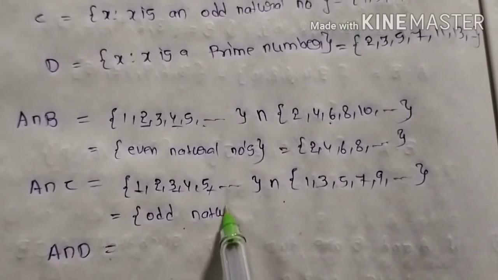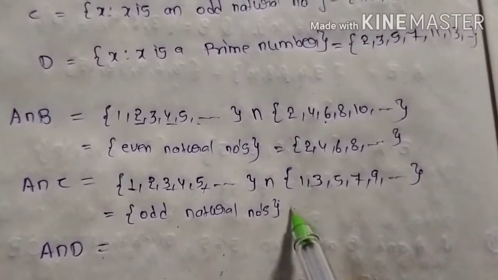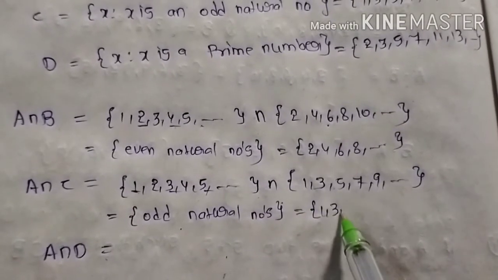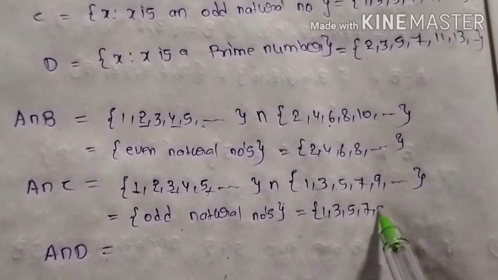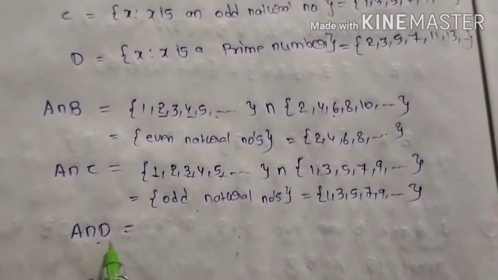Odd natural numbers. That means what is your answer? 1, 3, 5, 7, 9 and so on. You can write here. Next one more, A intersection D.